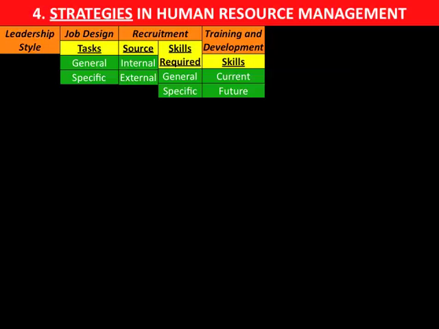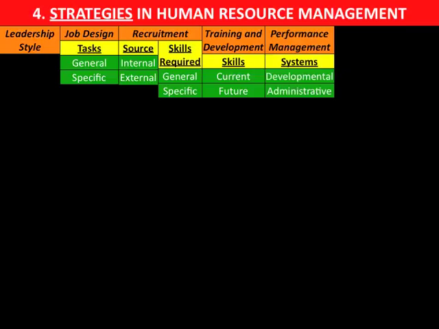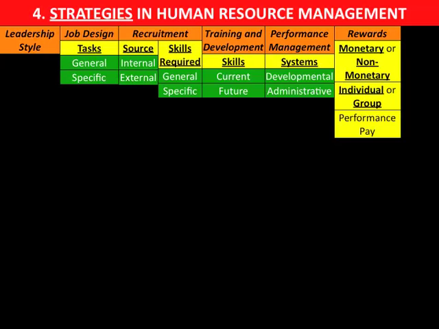We also look at training and development. Again, we're looking at skills, whether you're training people for their current job or for future promotions or future jobs, future skills that they might need, and the advantages and disadvantages of each. We're also going to look at performance management systems, so whether it's the administrative, tick the box kind of performance management, or you really focus on it, have a developmental performance management system. We also look at rewards.